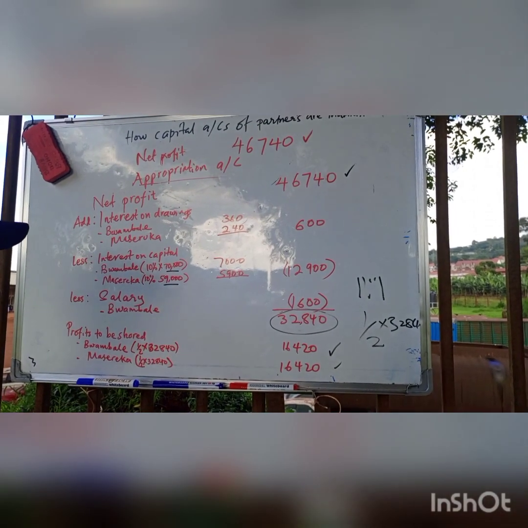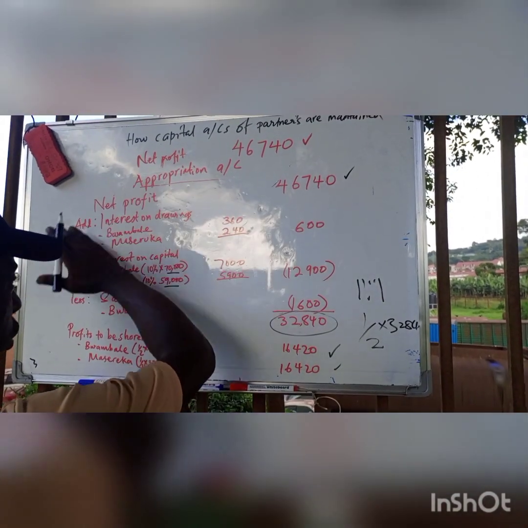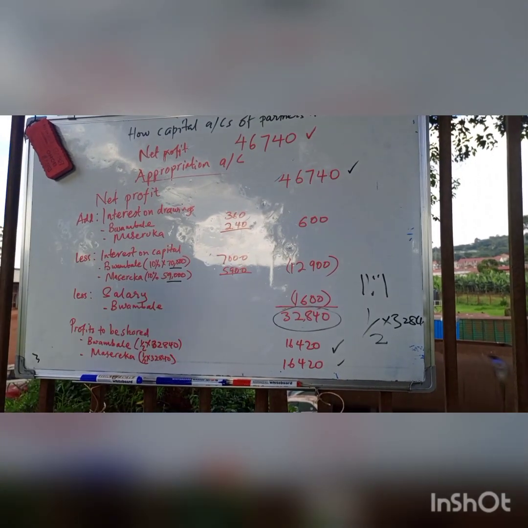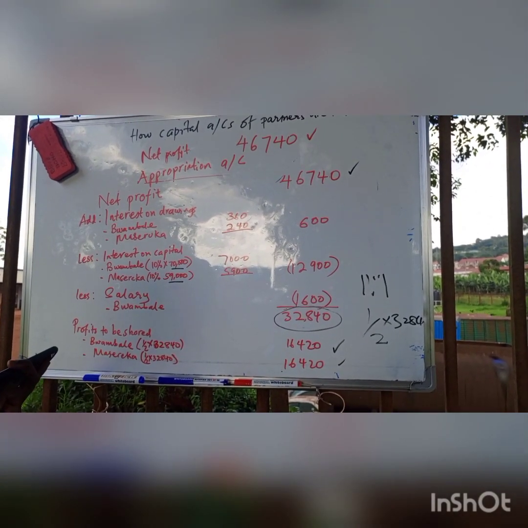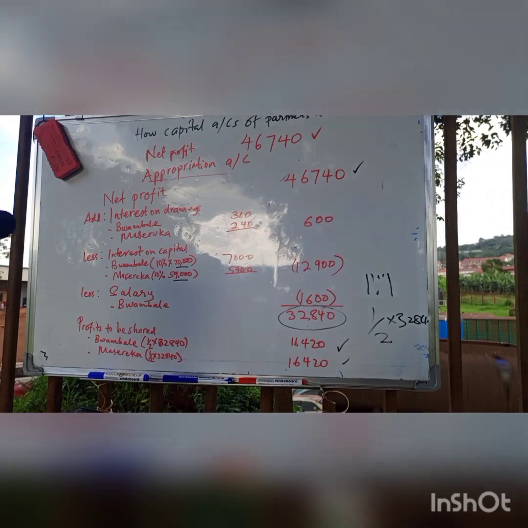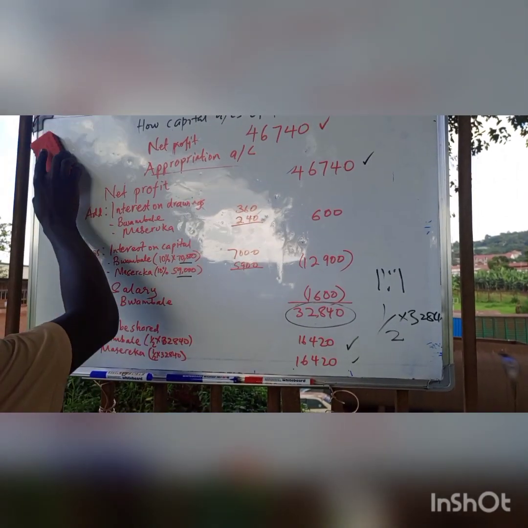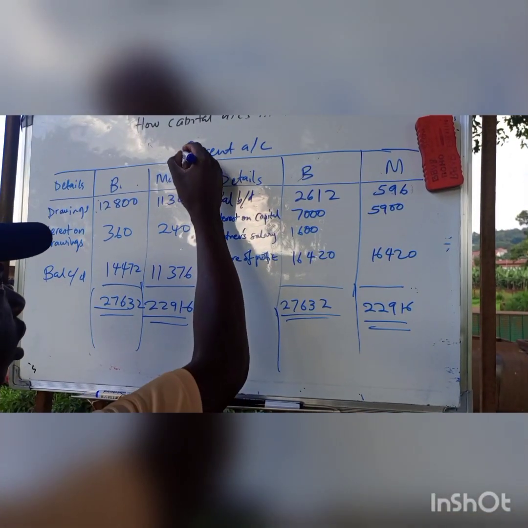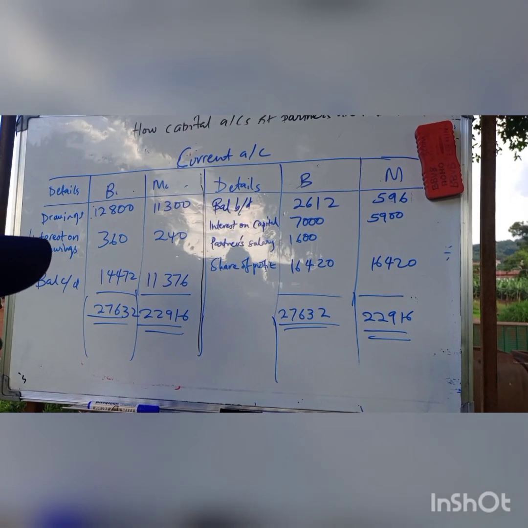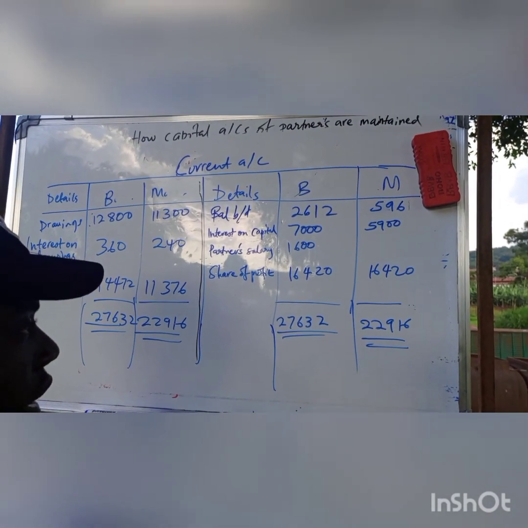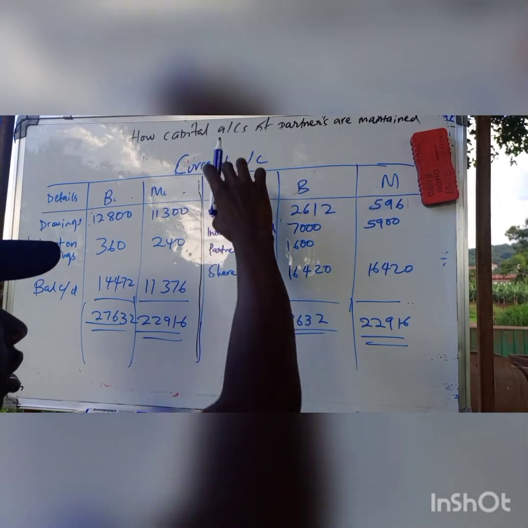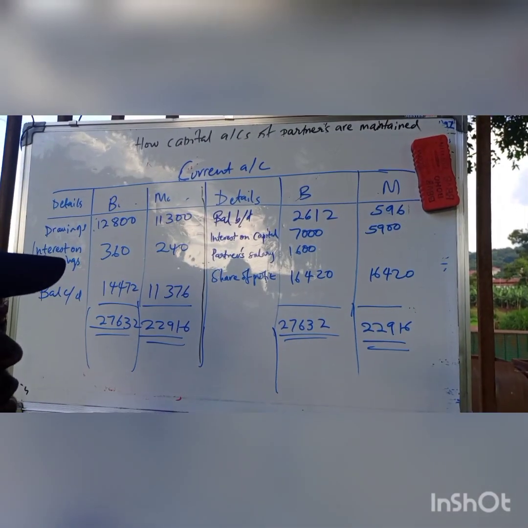So now we are supposed to post all these entries of the appropriation account into the accounts of partners. So I'm going to rub off so that I can get space to prepare the current account of partners which was requested. Continuation of the number we are doing. So we ended with the contents of the appropriation account. Now we are posting them to the current account of partners because it is what they requested.